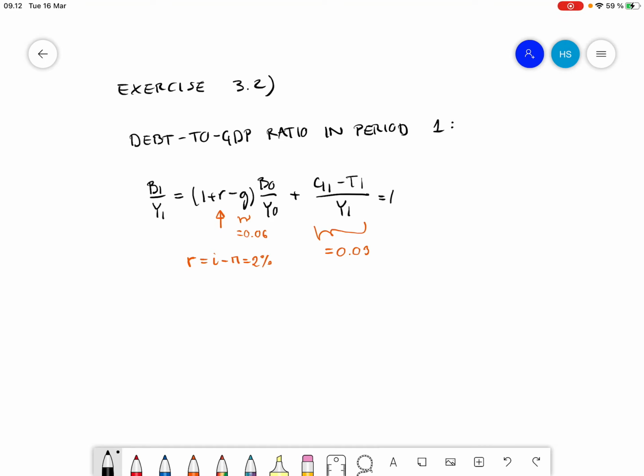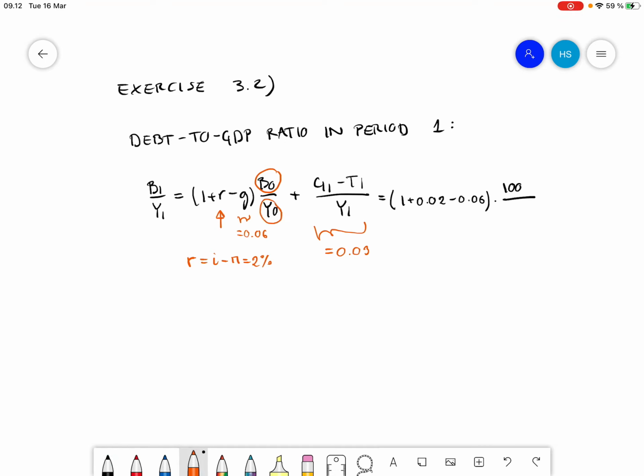So if we rewrite this a bit, we can write 1 plus 0.02 minus 0.06 times the debt in period 1, times the debt in period 0, that is B0. What is B0? That is given in the exercise as 100, over output in period 0.